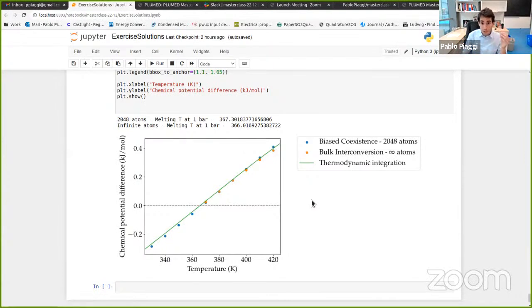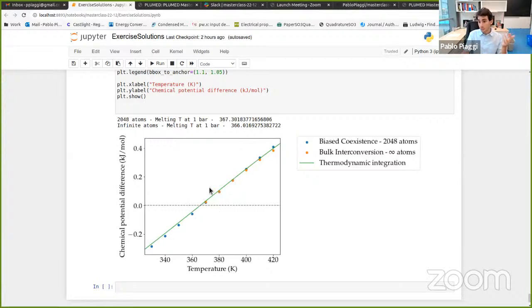So I'm showing in blue the biased coexistence method. So this is the one in which you have the two phases at coexistence. This is shown in blue. We have the bulk interconversion method with the extrapolation to the thermodynamic limit. That's shown in orange. And we have the last method that we use, thermodynamic integration, that is shown in green. What we see here is that methods agree best close to coexistence.